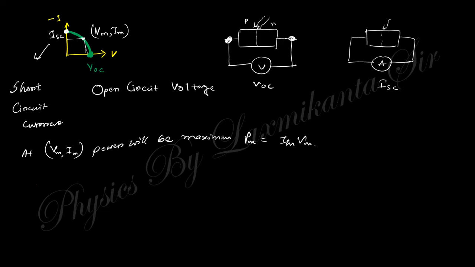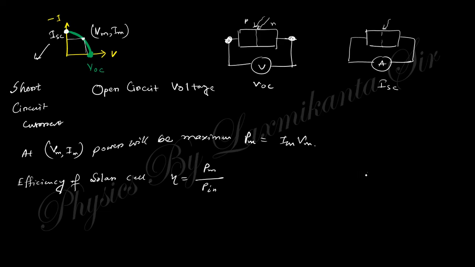So efficiency is nothing but the maximum output by input. So efficiency of solar cell can be calculated like that: P max by P in. Okay. So using this we can get the efficiency of the solar cell.